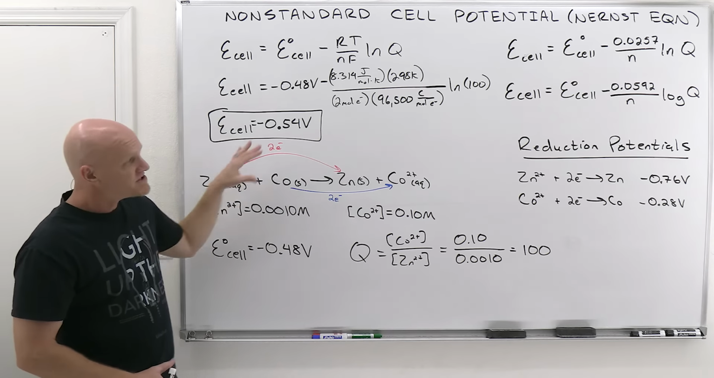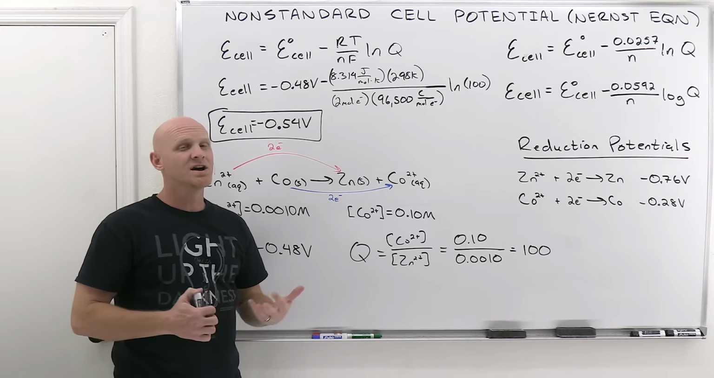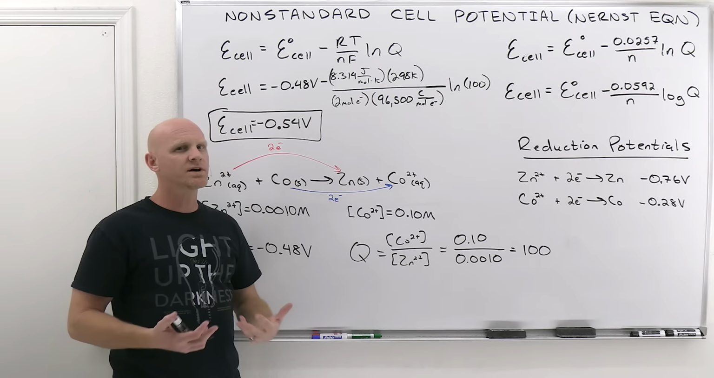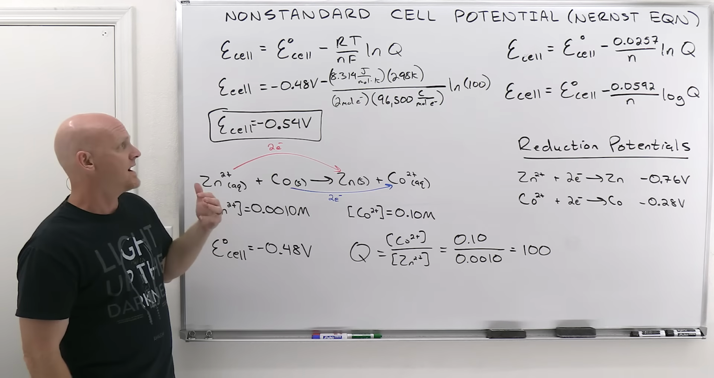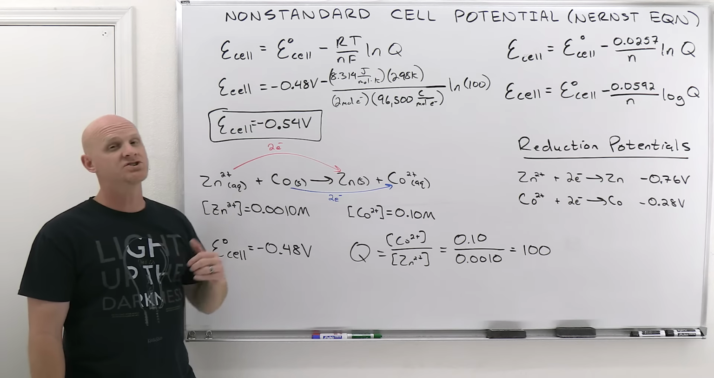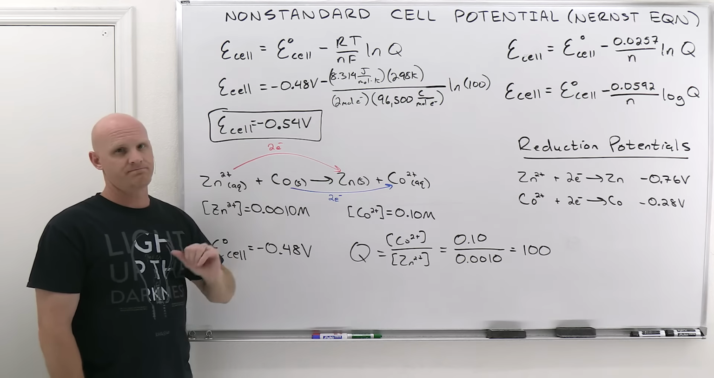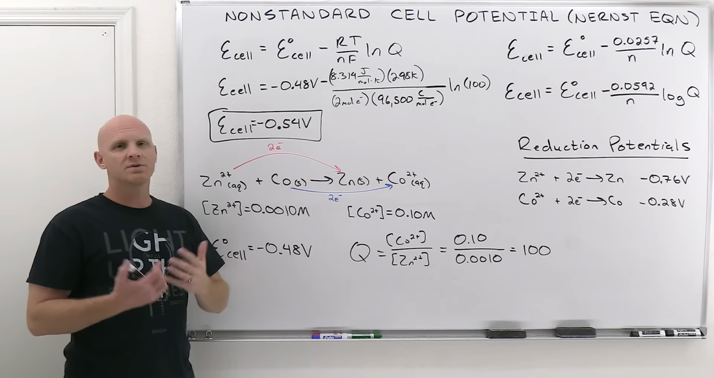So being a more negative E cell here, we could have predicted this. In addition to being able to do calculations with the Nernst equation for these non-standard cell potentials, you also want to get a qualitative look, a big take-home here. When a reaction reaches equilibrium, that's when your E cell is going to reach 0. So let's just say this reaction had reached equilibrium. If we measured E cell, it would be 0.